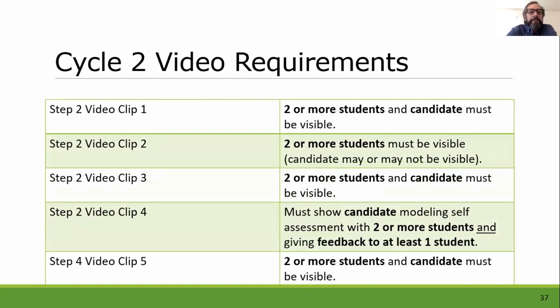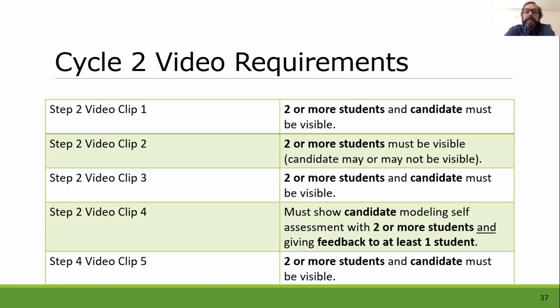Again, there are five videos here. All of them are two or more students, except clip four, where we need to see the candidate modeling self-assessment with two or more students, and then giving feedback to at least one student. So one student getting feedback is sufficient for that. With that, I think I'm going to turn it back over to Tina.